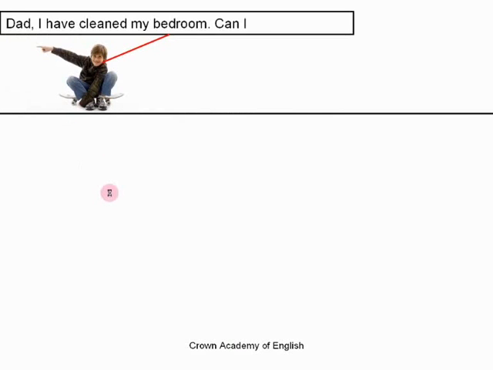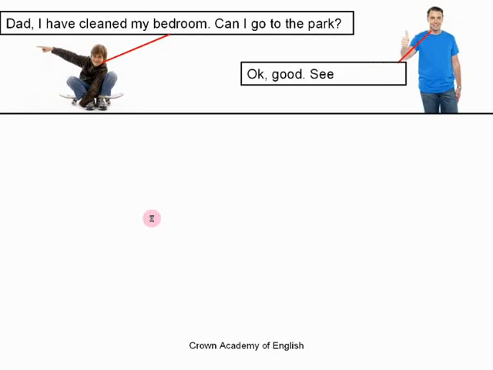Dad, I have cleaned my bedroom. Can I go to the park? Okay, good. See you later.